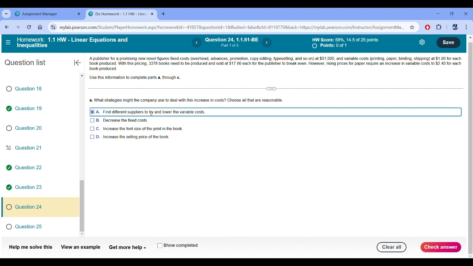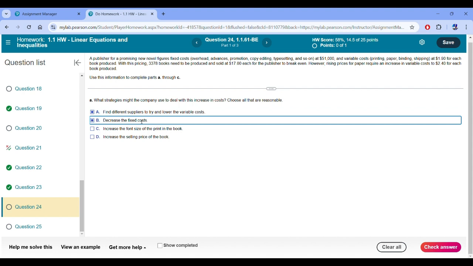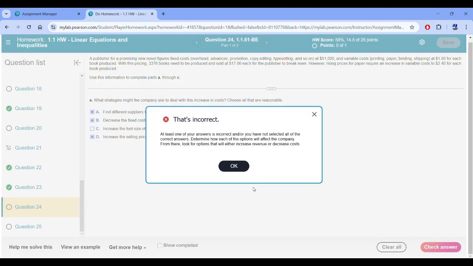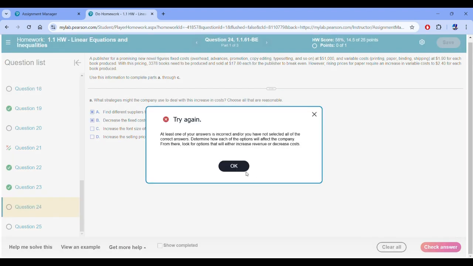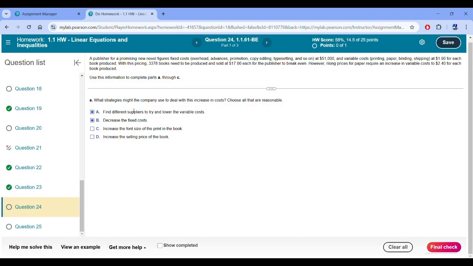Find different suppliers to try and lower the variable costs. You could decrease the fixed costs. Increasing the font size of the print of the book wouldn't do it, and increase the selling price of the book. I mean, yeah, I'm thinking those three, right? No, at least one of your answers is incorrect, or you've not selected all the correct answers. Determine how each of the options will affect the company. From there, look for options that will either increase revenue or decrease costs. I'm thinking if I increase the selling price of the book. Fine.